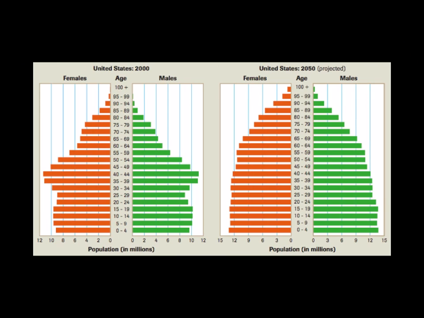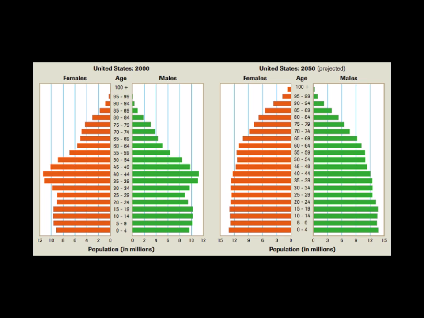Here's an example of a population pyramid. This is the United States 2000 and the United States as projected in 2050. On the population pyramid on the left, you see a little bulge kind of in the middle for the people that are in their 50s.